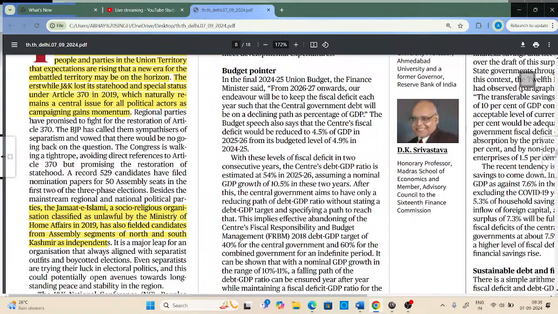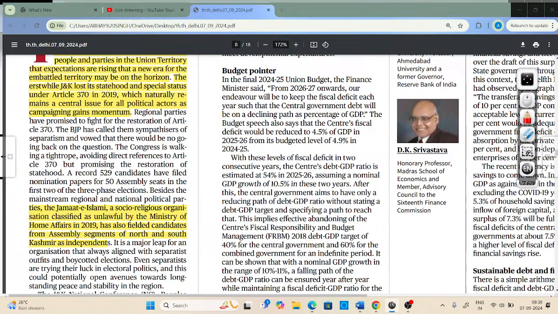Now, the deadline decided by the Honorable Supreme Court of India was that it is the responsibility of the Election Commission of India to conduct the elections before 30th September 2024. So this was the deadline given by the Honorable Supreme Court of India, and the Election Commission of India has decided that it will conduct elections between 18th September and 1st of October 2024 in the state of Jammu and Kashmir.